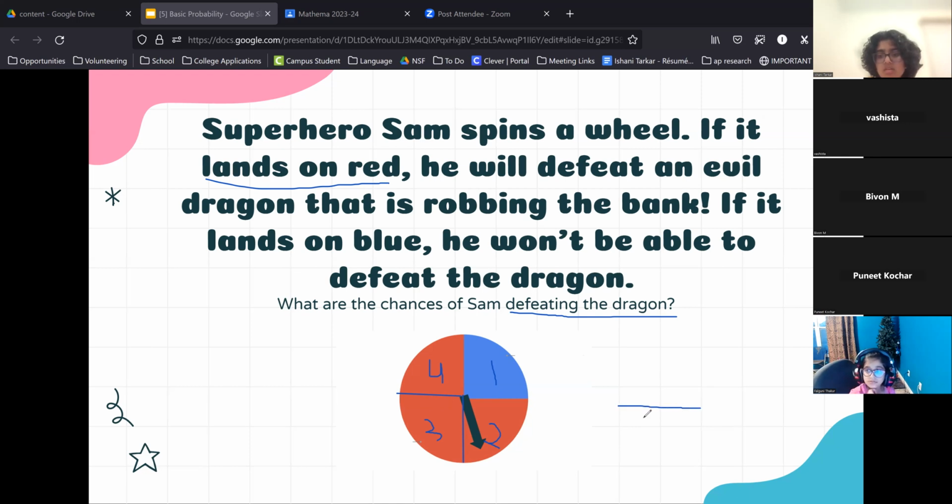So that would mean that the total number of parts is 4, and the total number of desired outcomes would be 3. So 1, 2, 3. That would mean that the chances of Sam defeating the dragon are 3/4. Yes, I see in the private answers, a lot of you put 3/4 or 75%. 75% is equal to 3/4 because if we did 3 divided by 4, that's 0.75. So good job.